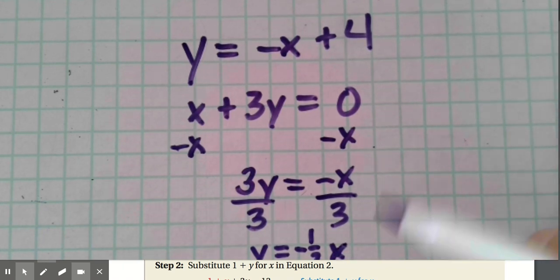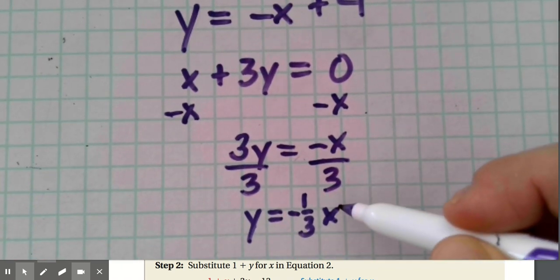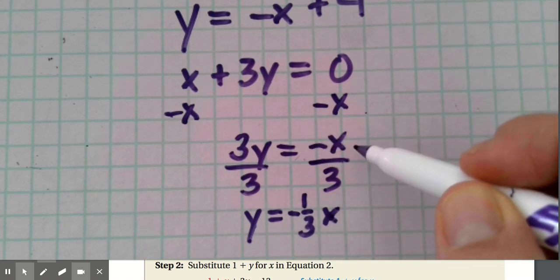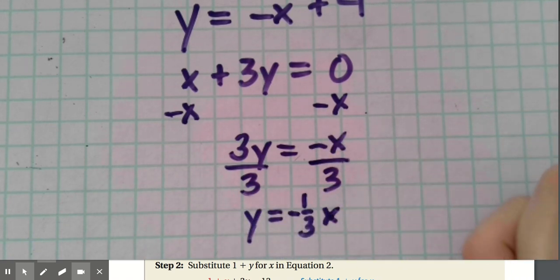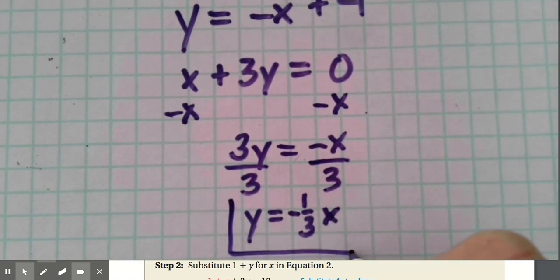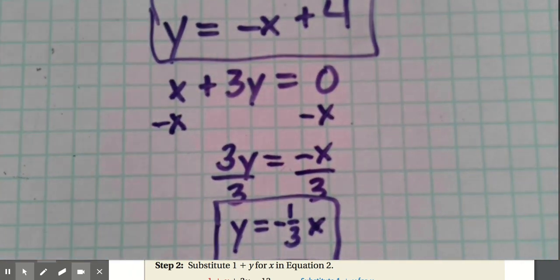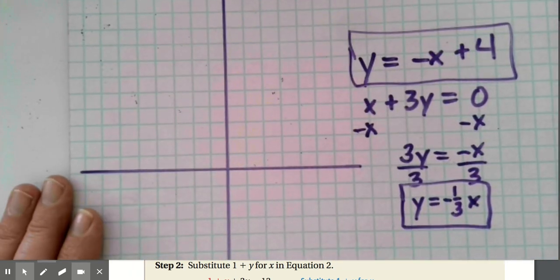And that's just so that it looks more like our y equals mx plus b format, because x times a negative 1 is still negative x. We haven't changed anything, we've just reshaped how that looks. So now we have an equation in slope-intercept form, and this one was already in slope-intercept form, and we can graph them. Okay, so now we're going to graph this.